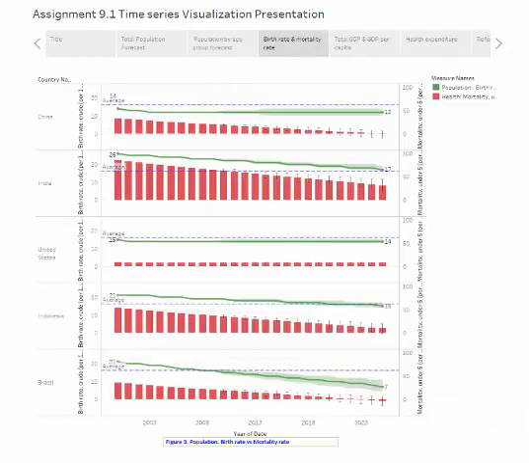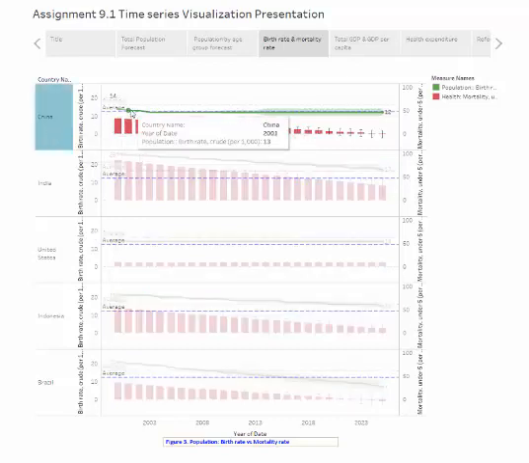Figure 3. Population, birth rate, and mortality rate. Population change results from the interaction of 3 variables: births, deaths, and migration. Here in figure 3, we can observe the following. India's birth rate is most of the time above the average, whereas all the other countries are below the forecasted average. You can see, for example, China.